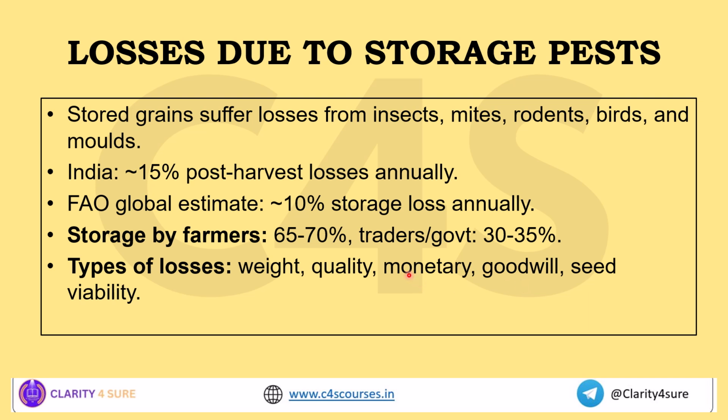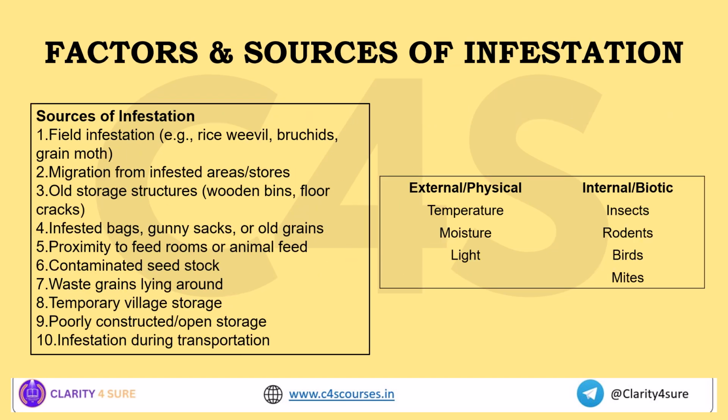So the losses can be classified into two types: first is quantitative loss, and second is qualitative loss. Quantitative loss is the loss caused by direct consumption of grains, and qualitative loss can be concluded as contamination having foul smell, change in taste, and loss of germination. So there are two types of losses that can be classified from this slide. Okay, moving on.